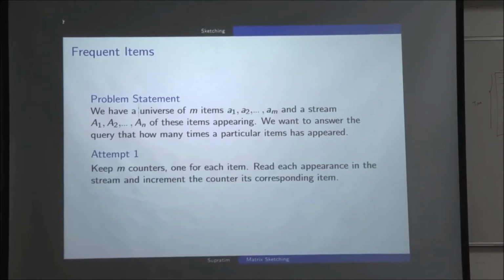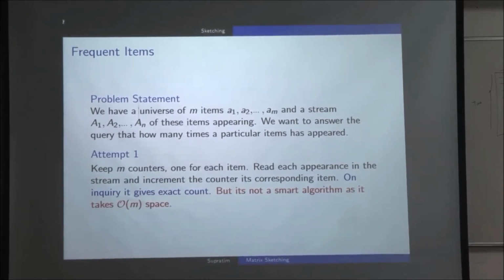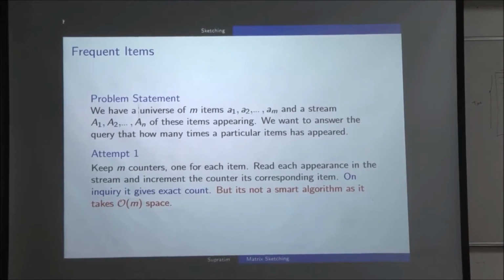One very naive solution could be that we simply keep m counters, one for each item, and whenever we see an item in our stream, we go to that item's counter and increment it by 1. Certainly it will give us the exact frequency, but it will also cost us a lot of space, that is order of m. And it may be the case that m is quite large, so we don't want that.